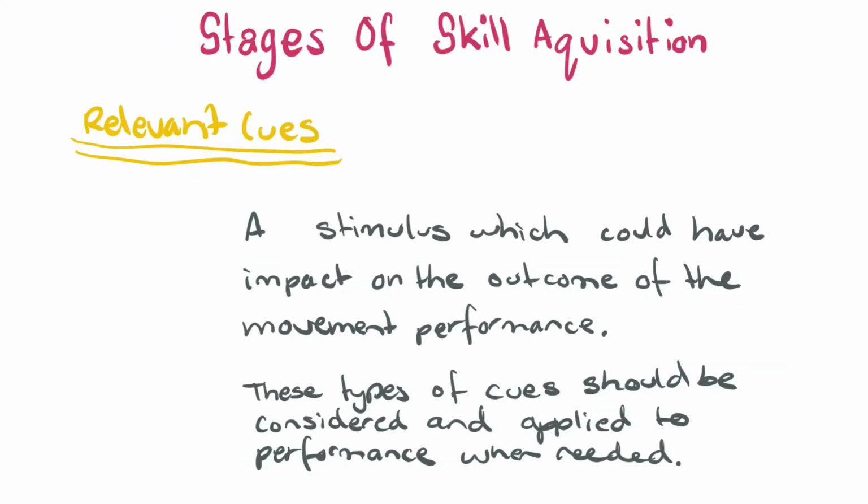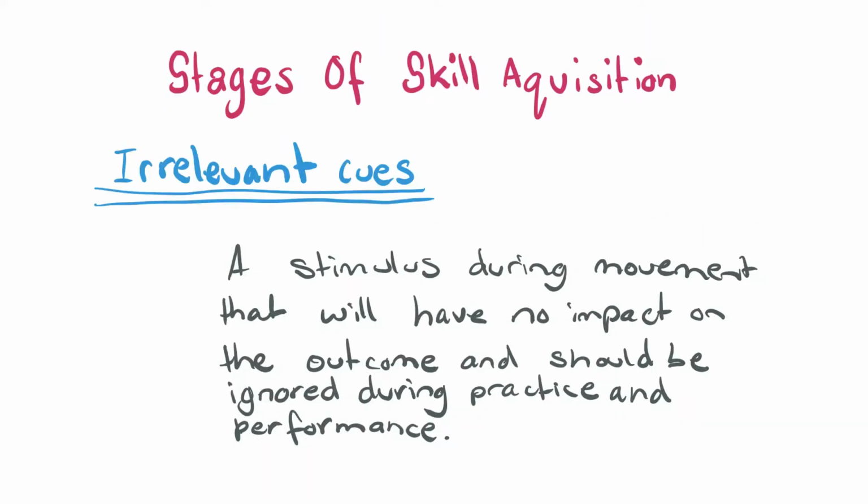The next concept we have to have a look at is relevant cues. Now, relevant cues are a stimulus which could have impact on the outcome of a movement performance. And these types of cues should be considered and applied to performance when needed. So these are obviously cues that are going to improve our performance. And finally, we have a look at the concept of irrelevant cues. So irrelevant cues are a stimulus during movement that will have no impact on the outcome and should be ignored during practice and performance. We usually see these in the earlier stages of skill acquisition.